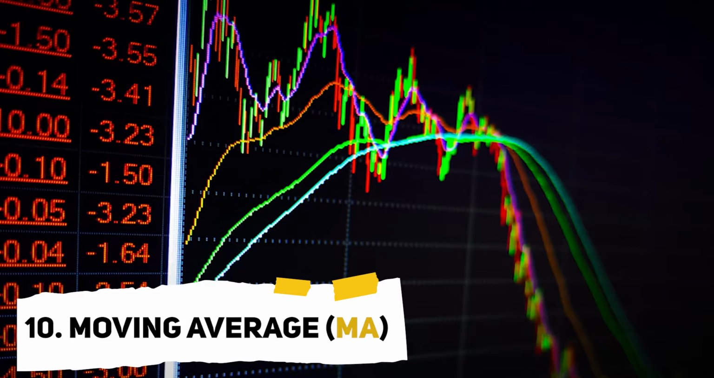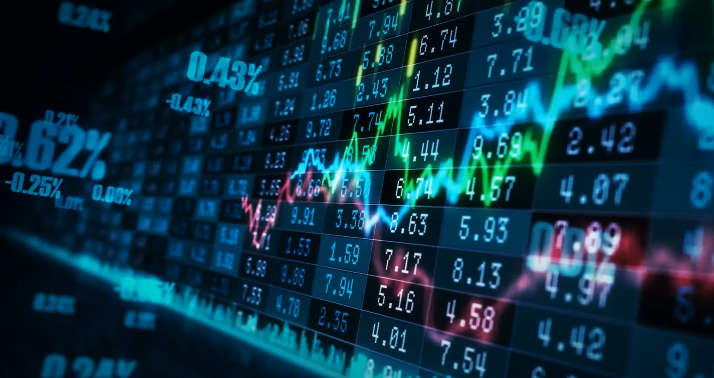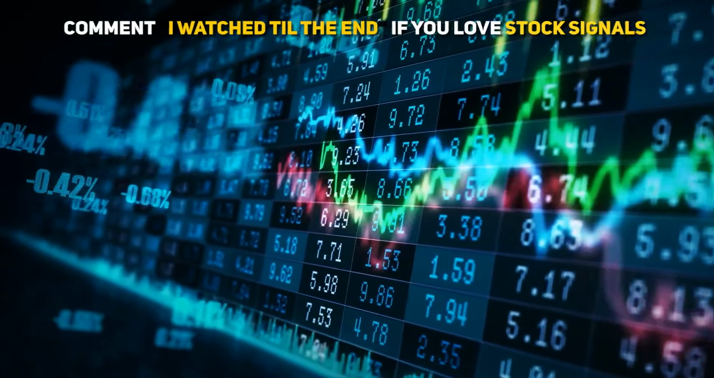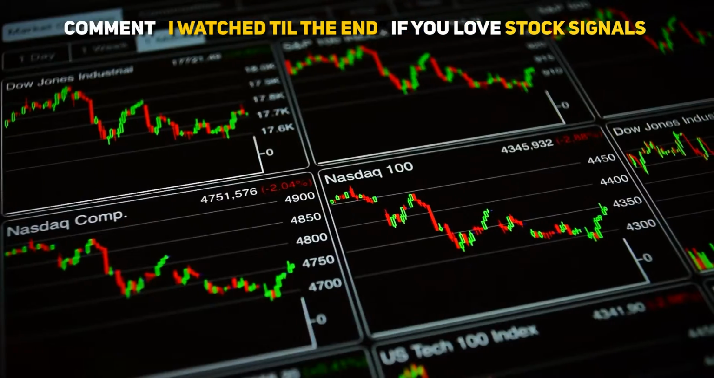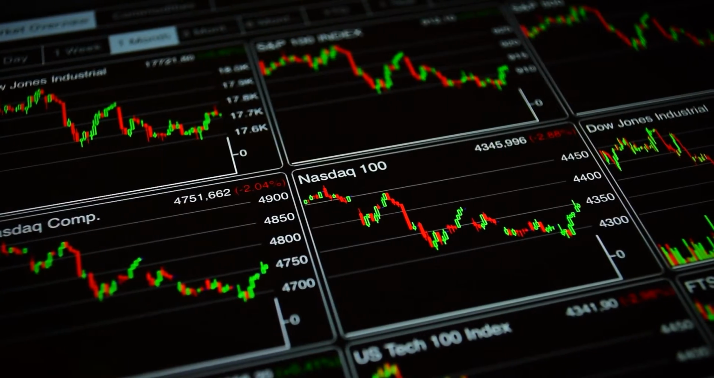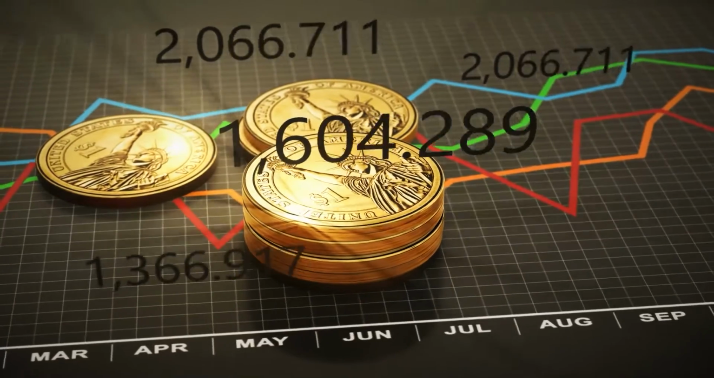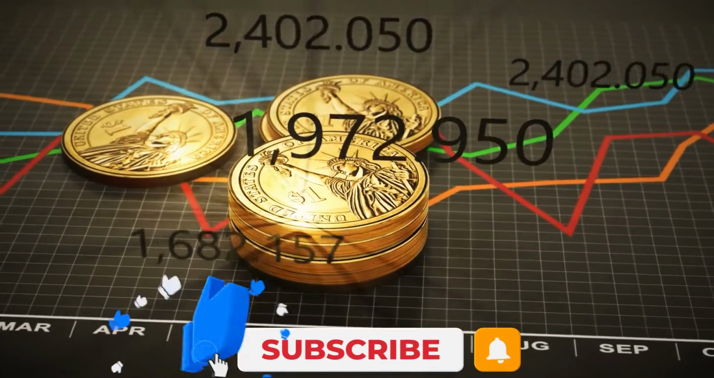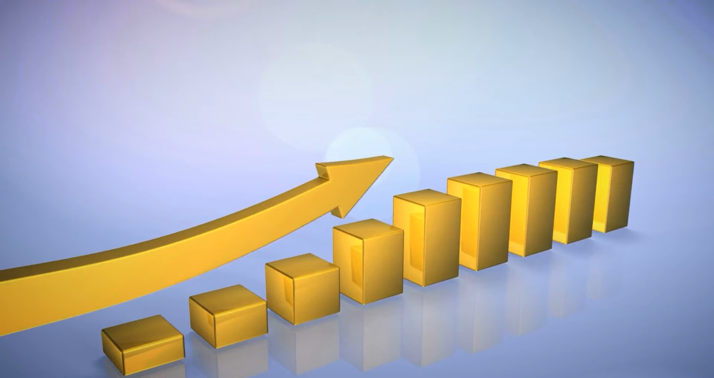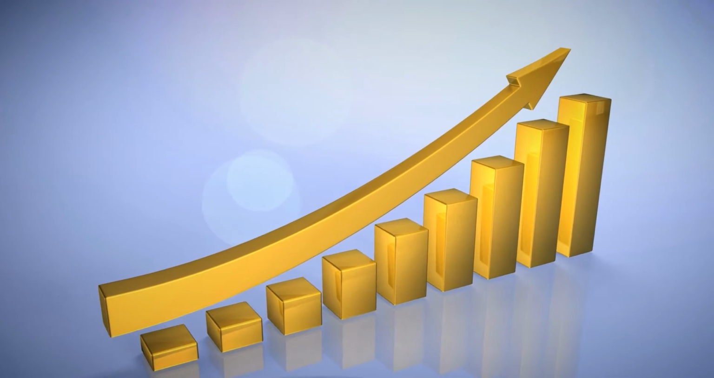Moving average, MA. The first trading indicator we're going to talk about is the moving average, MA, also known as the simple moving average, SMA. This indicator is used to identify the direction of a current price trend without taking into account the intervention of shorter-term price spikes. So, how does the moving average indicator work?